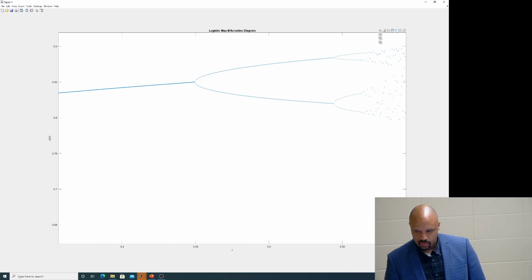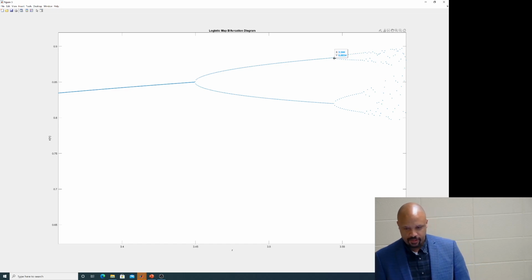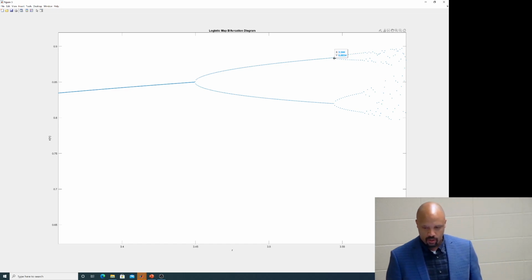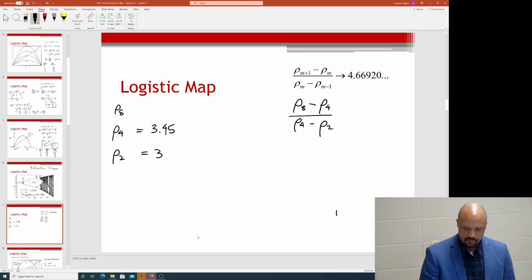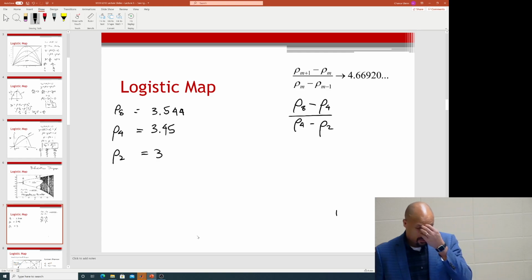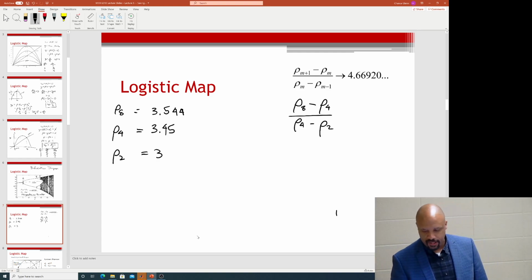And we'll use one of these points. And that is 3.544. So period 8 appears at r equals 3.544. Okay, so we should be able to calculate that now.